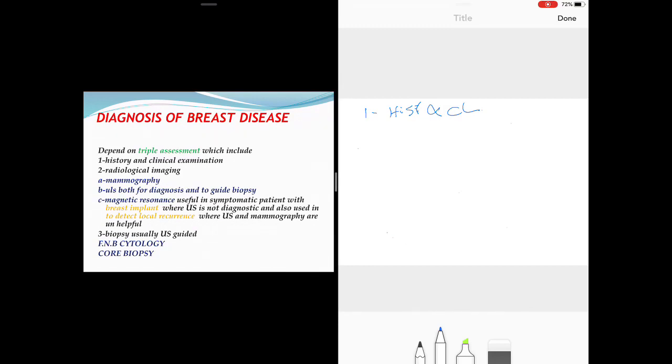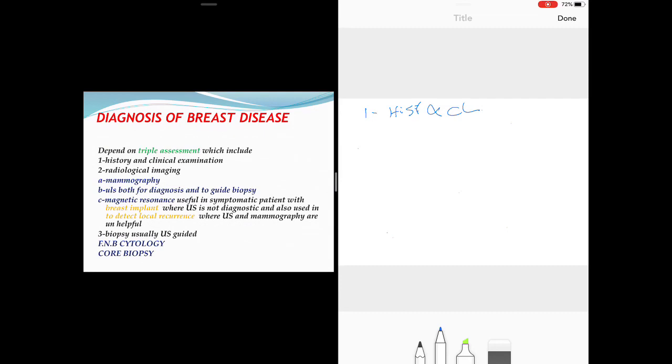FNA is where we take cells by simple aspiration of the mass or abnormal finding in the breast. We take the cells and send them for cytological examination, and by this we can diagnose whether the cells are malignant or benign, but we cannot diagnose whether this malignancy is invasive or not.